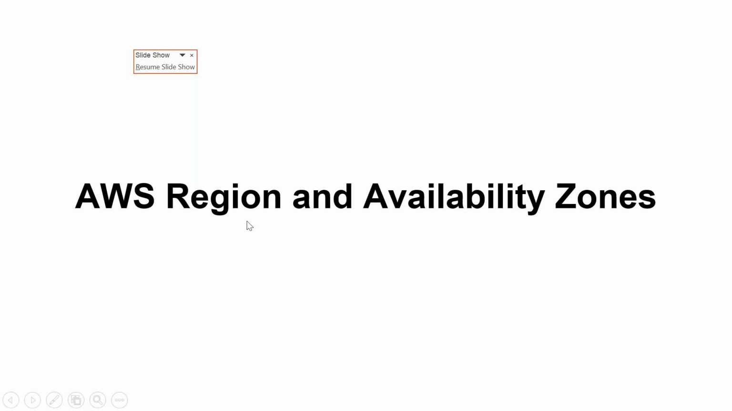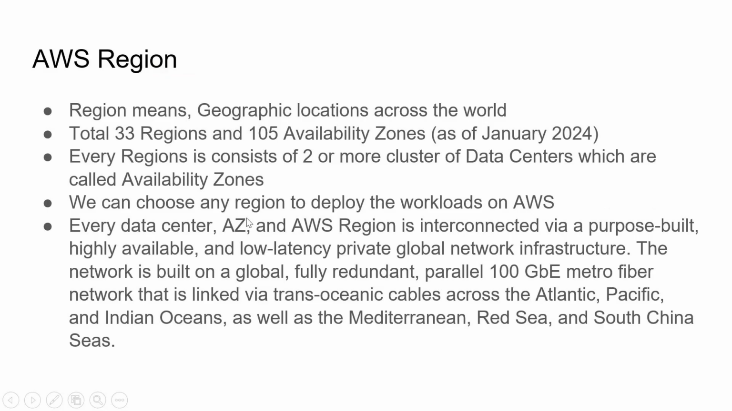Let's try to understand about region. Region means geographic locations across the world. So there are a total of 33 regions and 105 availability zones, as of January 2024. This number will constantly grow, it continuously grows. As of now, we have 33 regions. 33 regions means 33 metro cities like Tokyo, Hyderabad, Mumbai, many places in the whole world, in different locations.